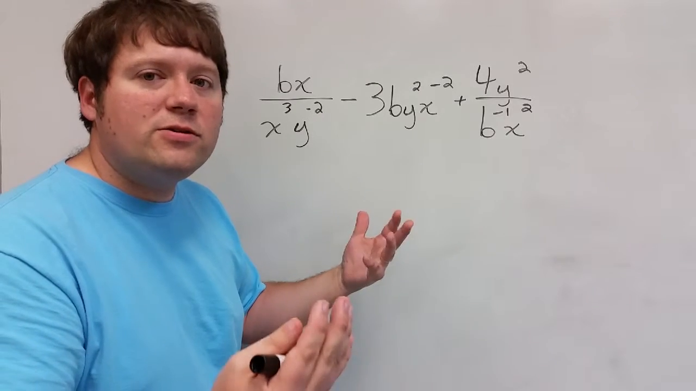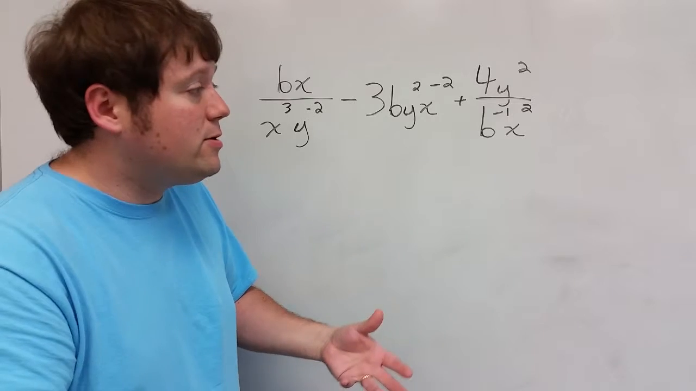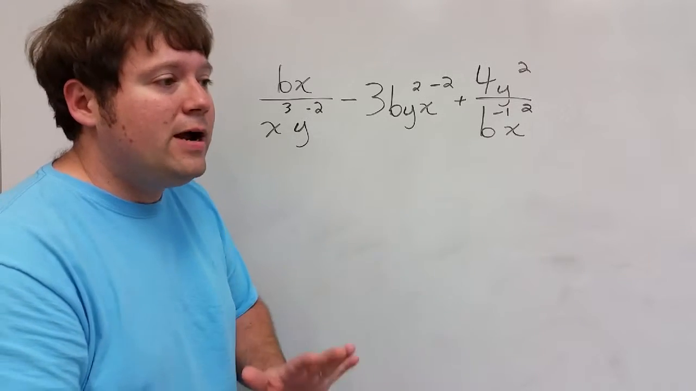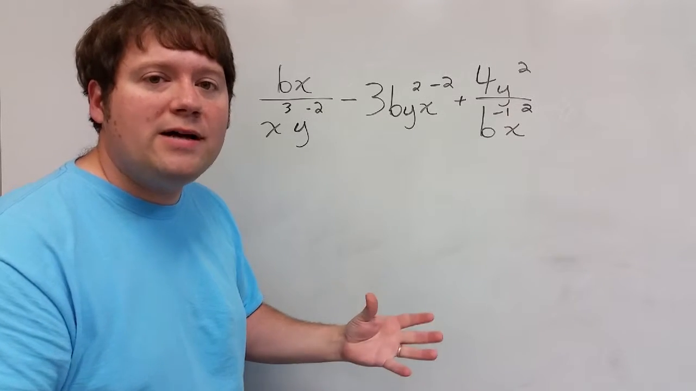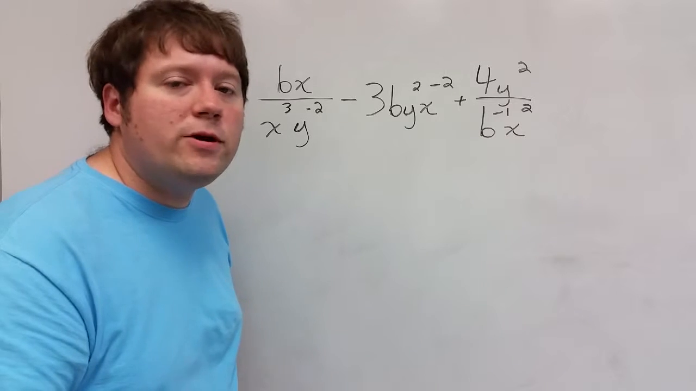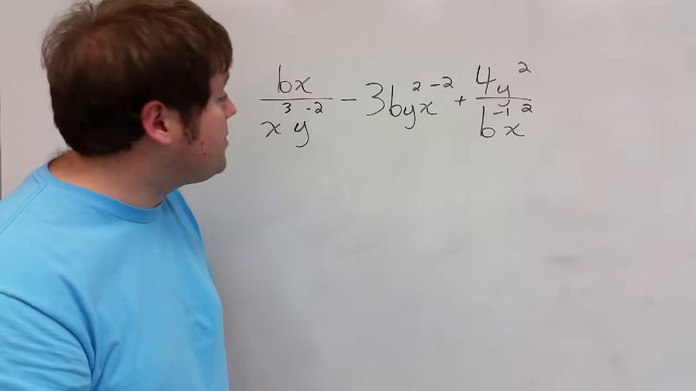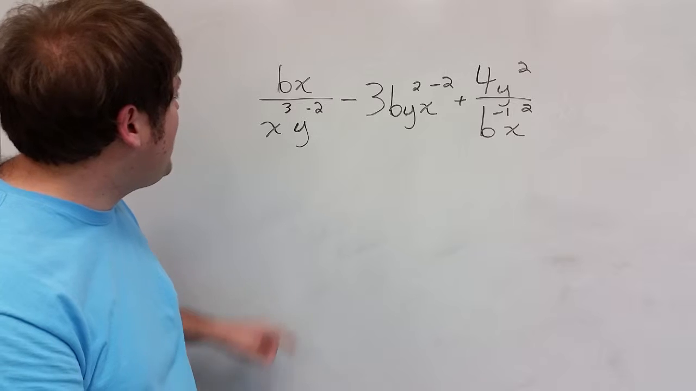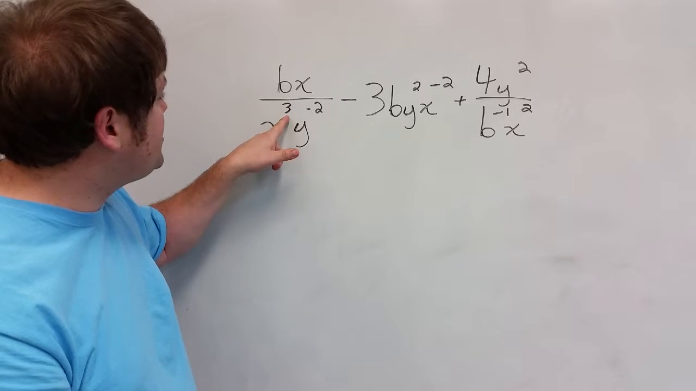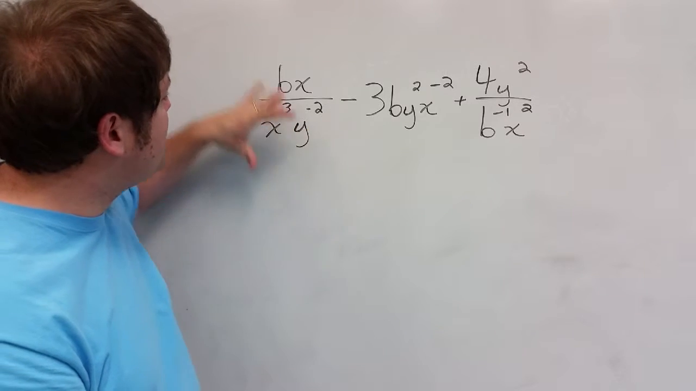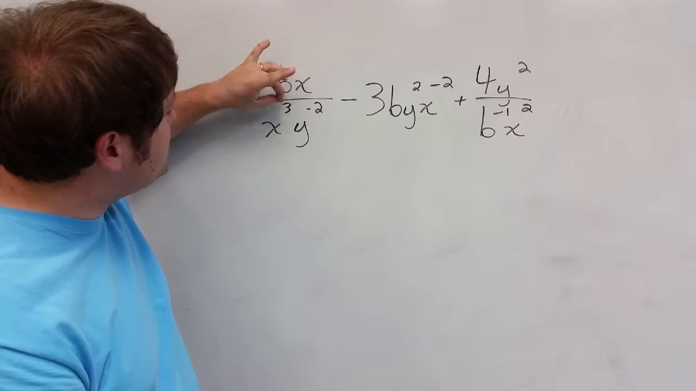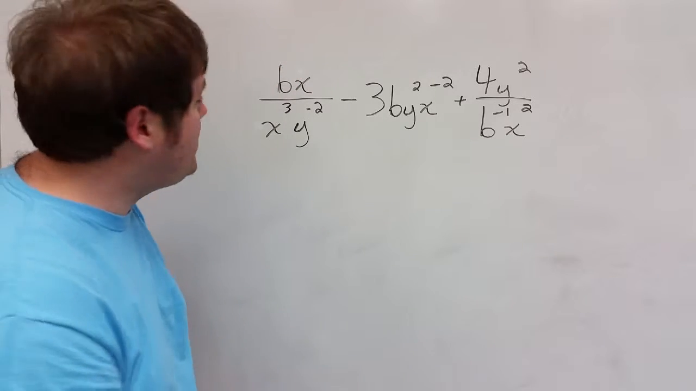You can move everything to the numerator. You can move everything to the denominator. It doesn't matter. I just make all the exponents positive. To me, that's the simplest way to do it. And so that's what I'm going to do here. On our first term, I've got some positive exponents, I have some negative ones, and I have some variables that need to be combined. And so that's what I'm going to do.